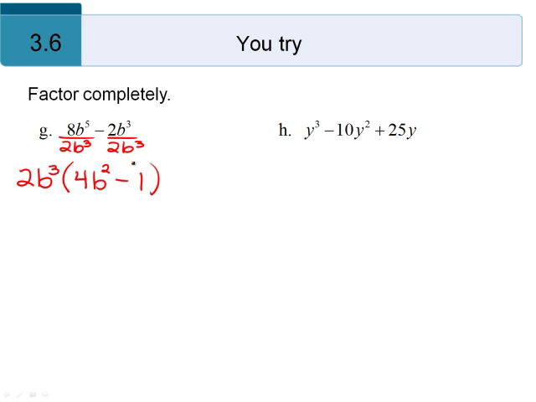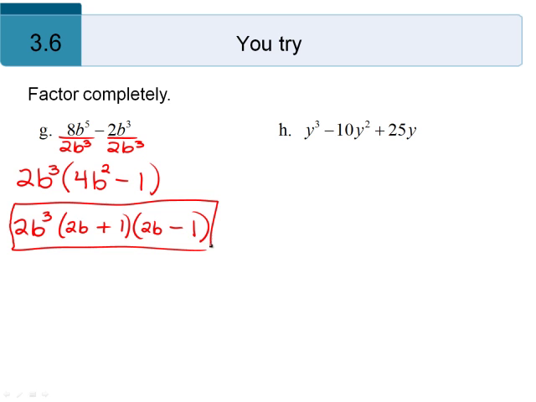Now, you have perfect squares in the parentheses there. So 2b to the 3rd stays outside, and then you do your perfect square factoring. So the square root of 4b squared would be 2b and 2b. The square root of 1 is just 1 and 1, and the signs have to be opposites. So there's your answer for letter G.